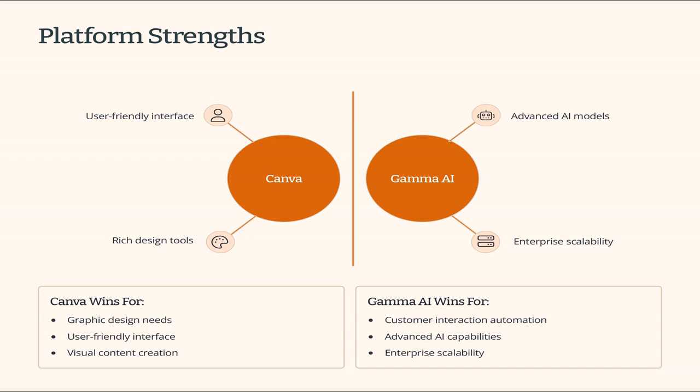Choosing a winner depends on your specific needs. If you need a graphic design tool, Canva is the clear winner with its user-friendly interface and robust features. If you need an AI solution for customer interactions, Gamma AI is your best bet with its advanced AI features and scalability. To sum up, Canva wins in terms of user experience and features, while Gamma AI wins in terms of AI capabilities and scalability.